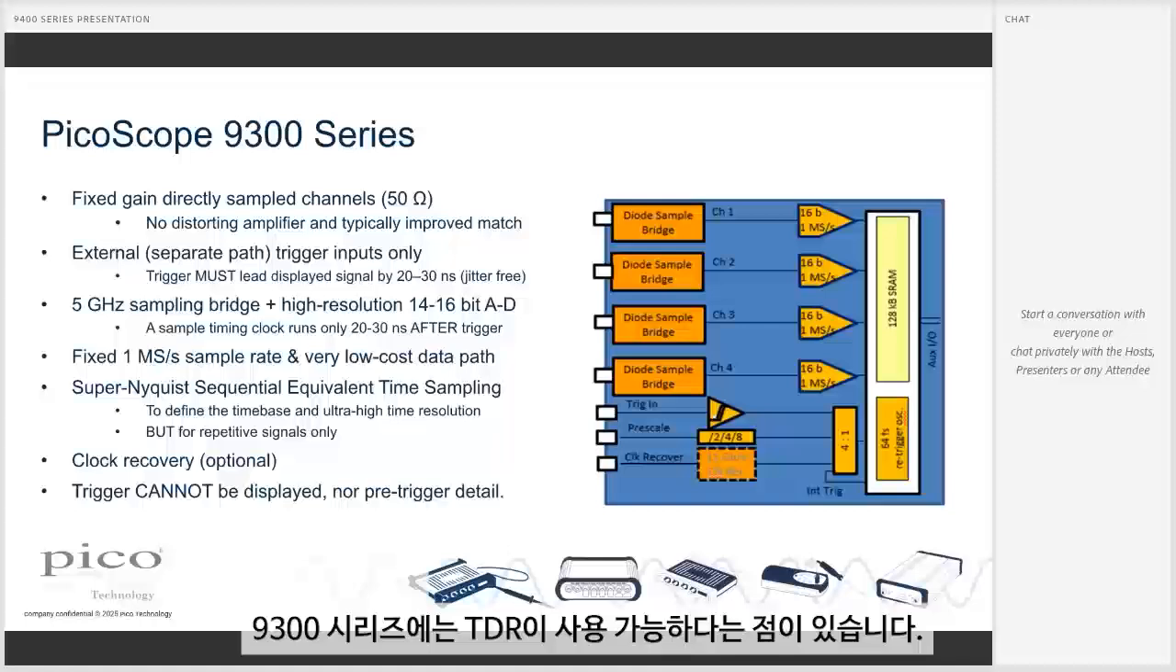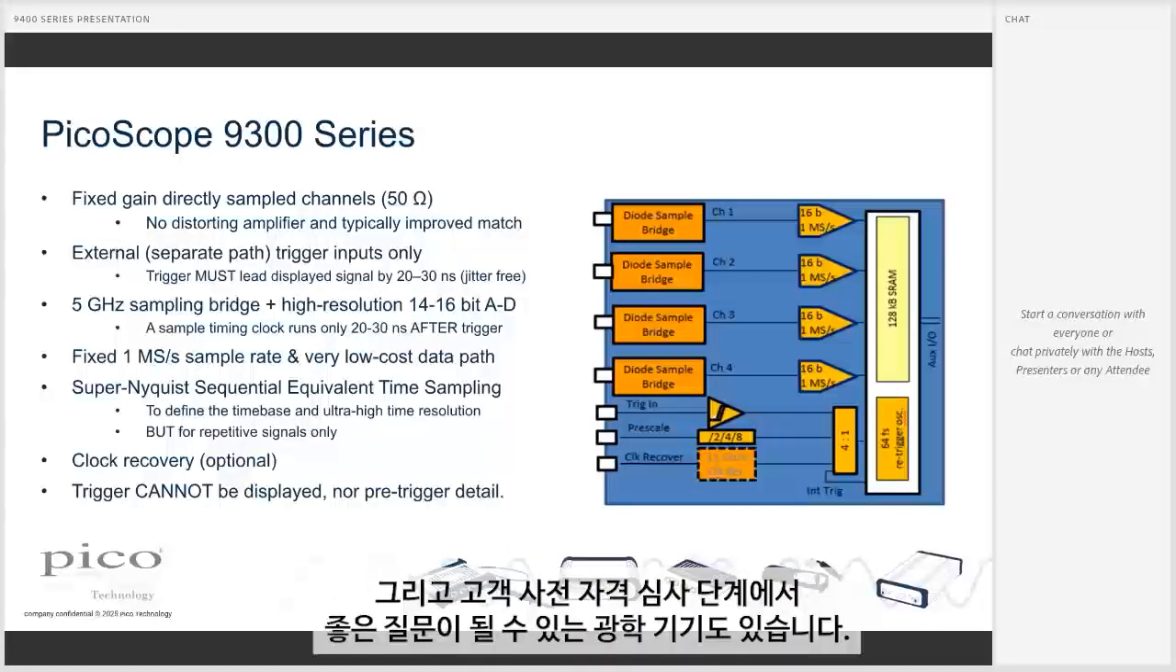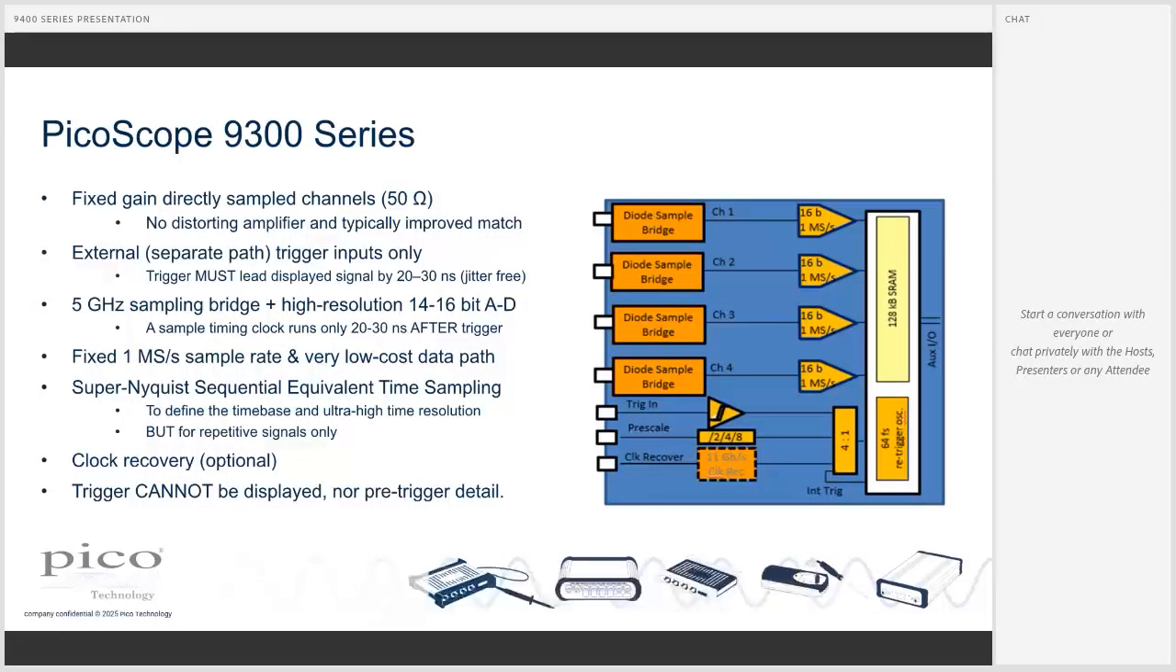One thing with the 9300 series, we do have TDR available, and there is an optical instrument, which again could be a good question in the customer pre-qualification stage.